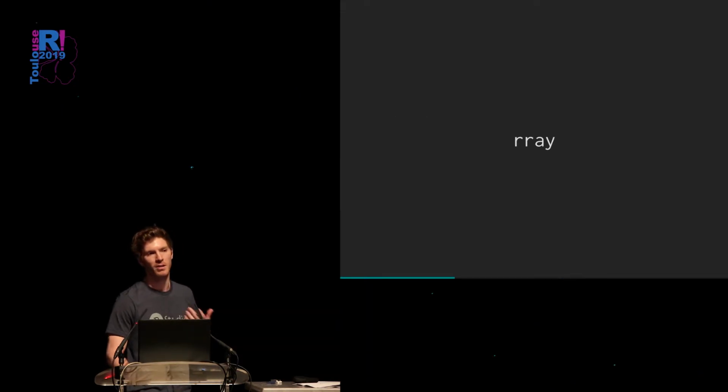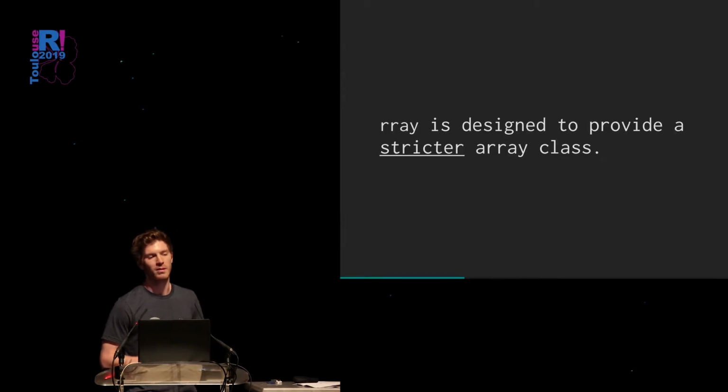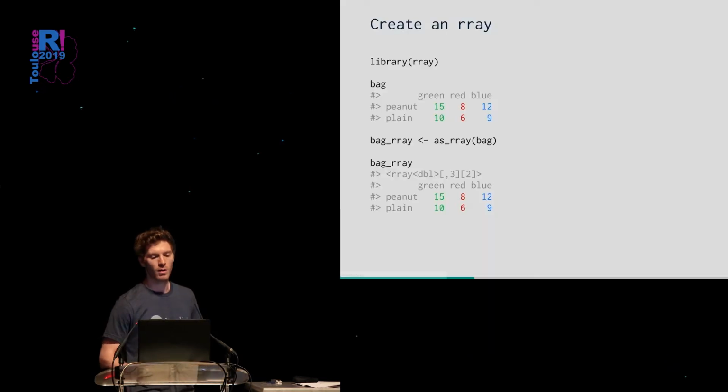So this is where the package that I created comes into play. It's called RA. It's currently on GitHub. In the next coming weeks, it will be on CRAN. But RA is designed to provide a stricter array class, and it's also designed to provide this big toolkit around array manipulation. So creating an RA object is not hard. Here we've got our bag of M&Ms that we've been working with, a 2x3 matrix. Call as RA on that, print it out, and you'll see that it essentially looks the same. It's just got a little bit of header information on top.